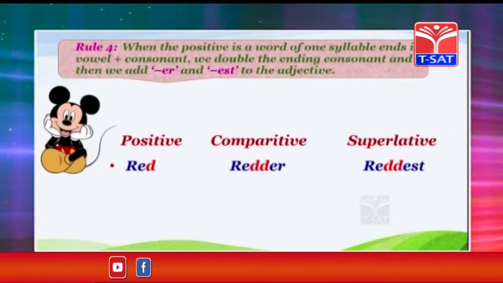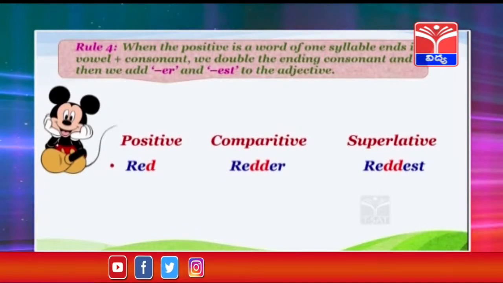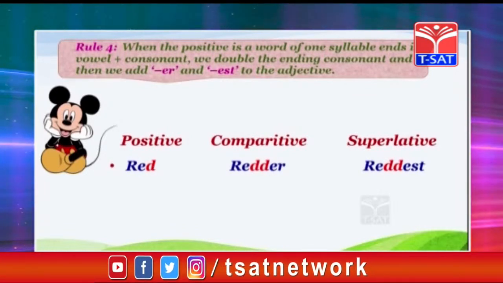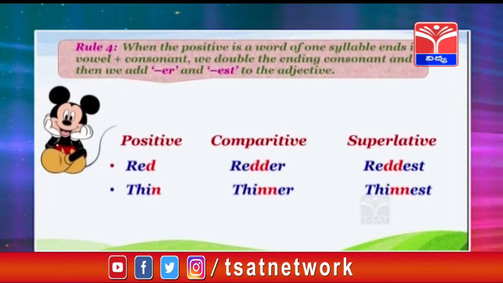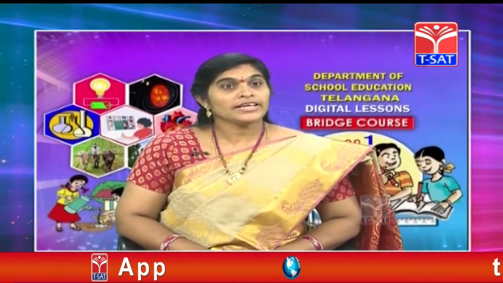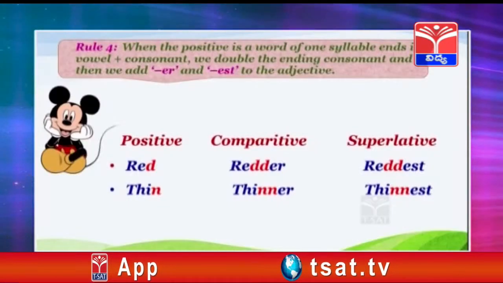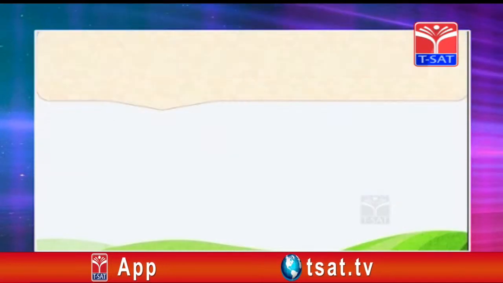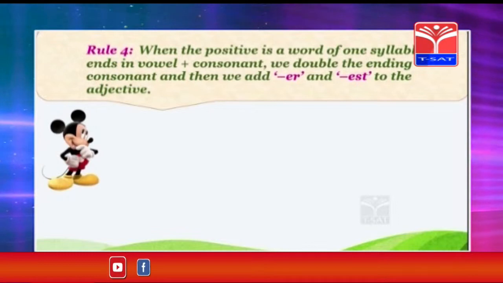The only thing is the last letter we have to make double. We have to write it down 2 times. For example, red, redder, reddest. In the same way, thin, thinner, thinnest. We shall see some more examples, children.